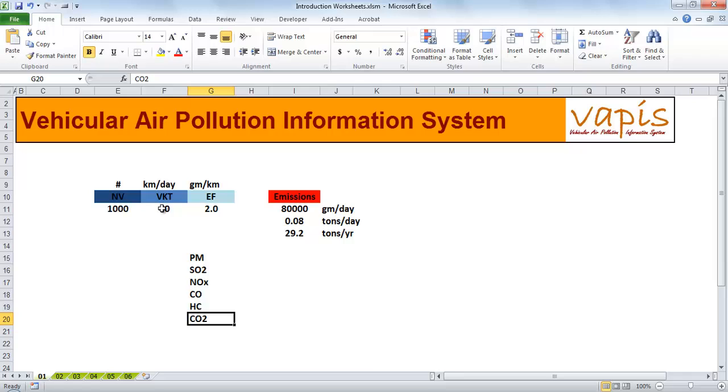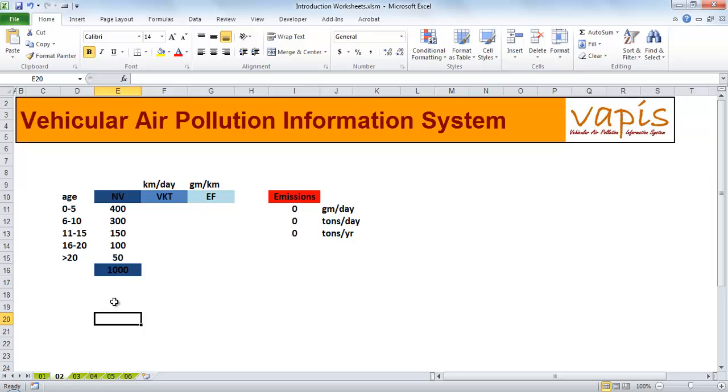So if you multiply the three, you will have the emissions for that particular pollutant. So let's say this is the emission factor for PM. You multiply the number of vehicles with vehicle kilometers traveled with the emission factor, and you have 80,000 grams per day. Okay, so convert that into tons per day, divide that by the grams-to-tons factor, and you have that many tons per day. You multiply that by 365 days, so that's so many tons per year. So basically, if you have these three terms, you can calculate an emission inventory for that particular vehicle type and that particular pollutant.